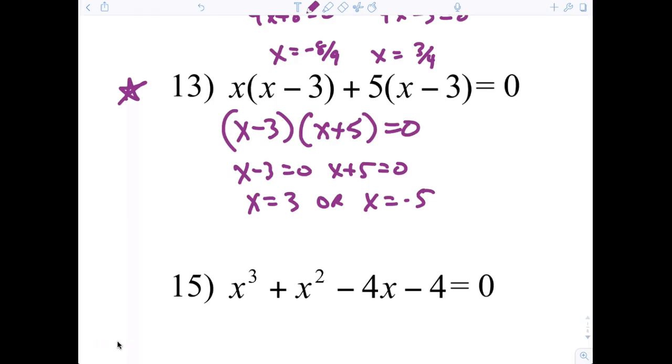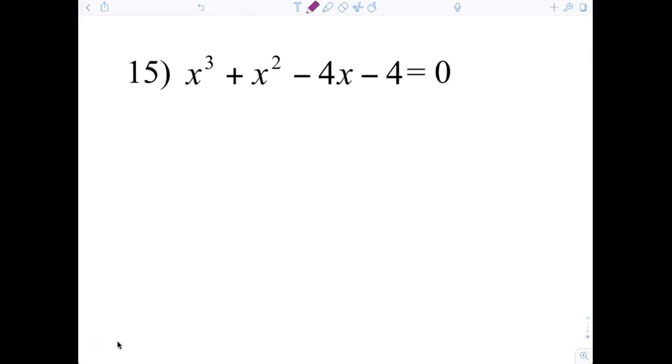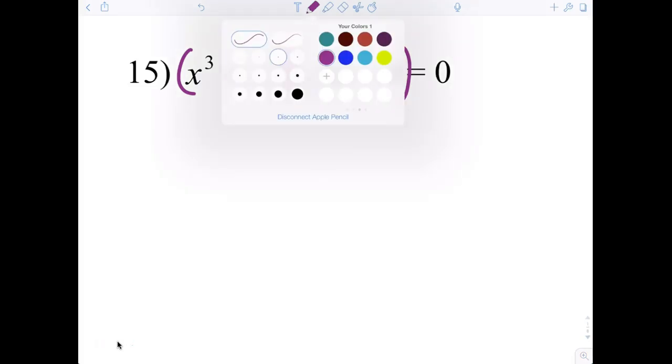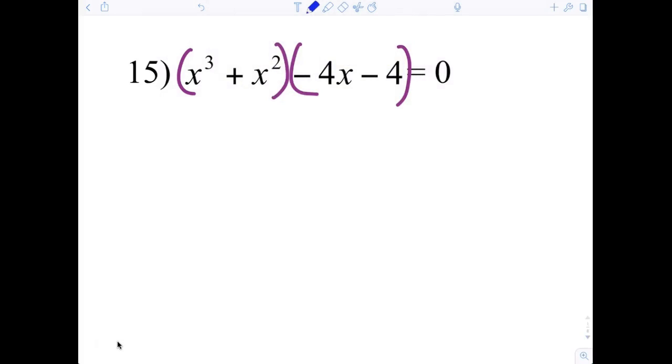Okay, how many terms in the next one? So it's probably factor by grouping. So let's have some more fun here. Factoring by grouping. What am I factoring out here? X squared. Good job. And what's left behind? X plus 1. Uh-oh, now the hard part. What am I factoring? Good job. What's left? X plus 1.